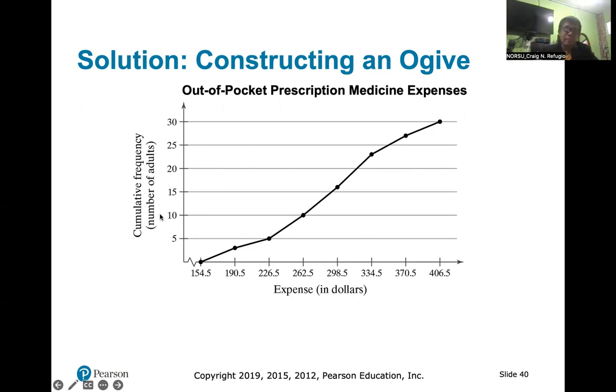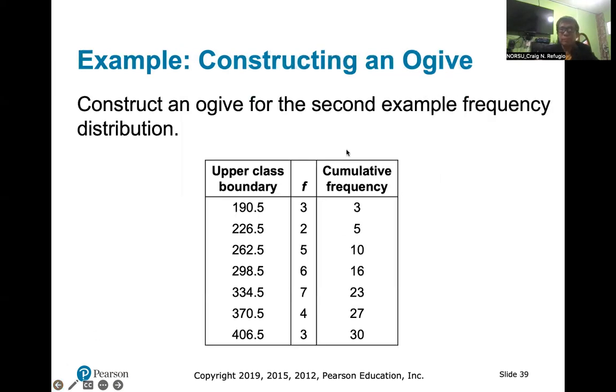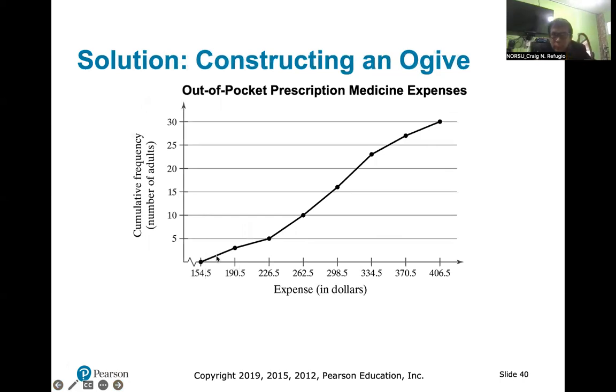And the y-axis is referring to the cumulative frequencies. So the cumulative frequencies are 3, 5, 10, 16, 23, 27, and then 30. If you look at this, it starts at 0 and goes up to the highest one, the last cumulative frequency, 30, that is equal to the total number of data or the sample size. Why do we have this symbol? Because this indicates that we go directly to 154.5. We skip some of the values. So that's the meaning of this symbol.